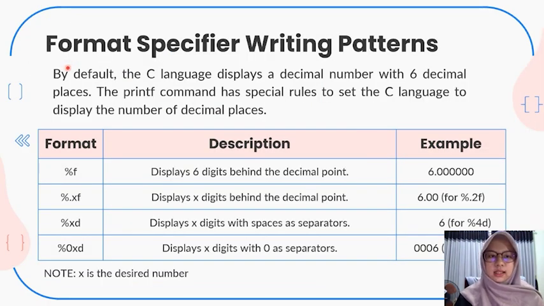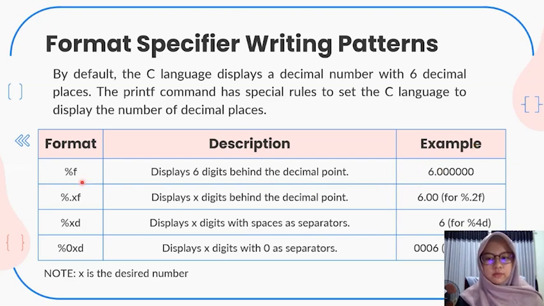And then format specifier writing patterns. By default, the C language displays a decimal number with 6 decimal places. And the printf command has special rules to set the C language to display the number of decimal places. The basic format is %f for using float. The description is it displays 6 digits behind the decimal point. So for example, it's like this.